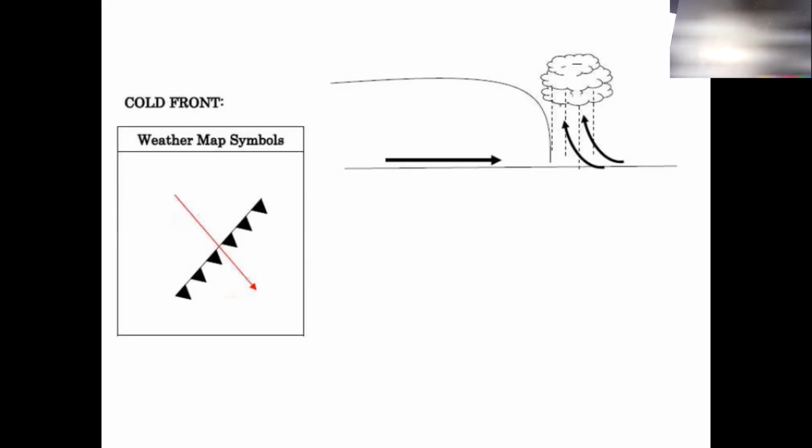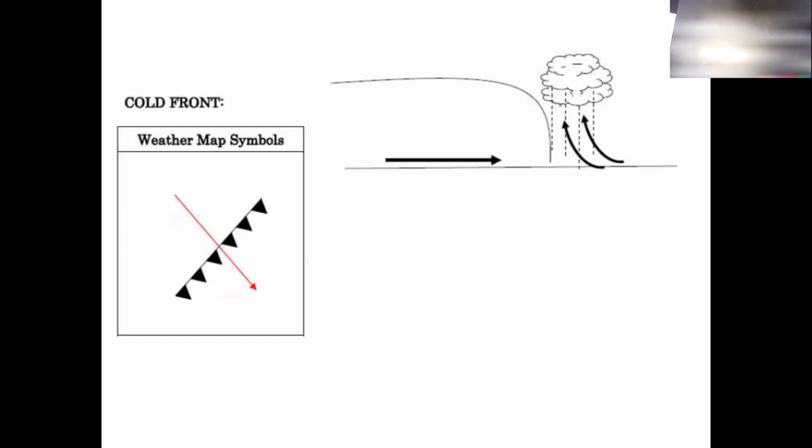They're in the same direction. These triangles point, and same with the half circles, they always point in the direction the front's moving. So if they're on a map, to me, it's like they're pointing at the people they're about to come and get. So that's how they're shown on a weather map. Here's what the arrow looks like.